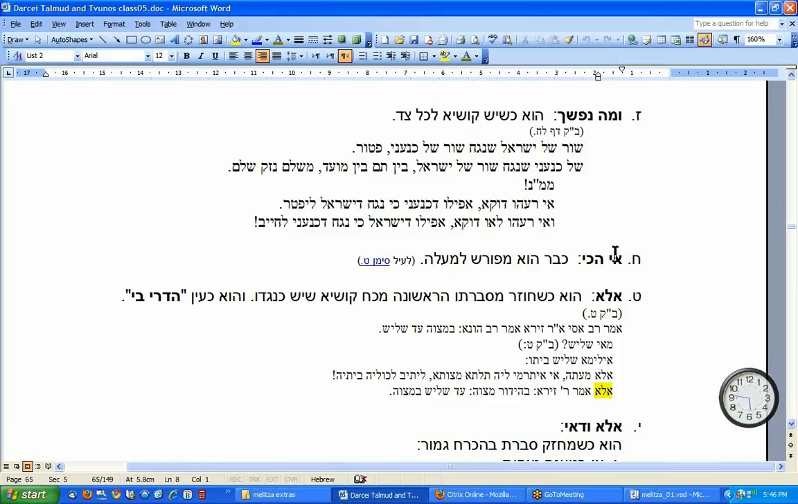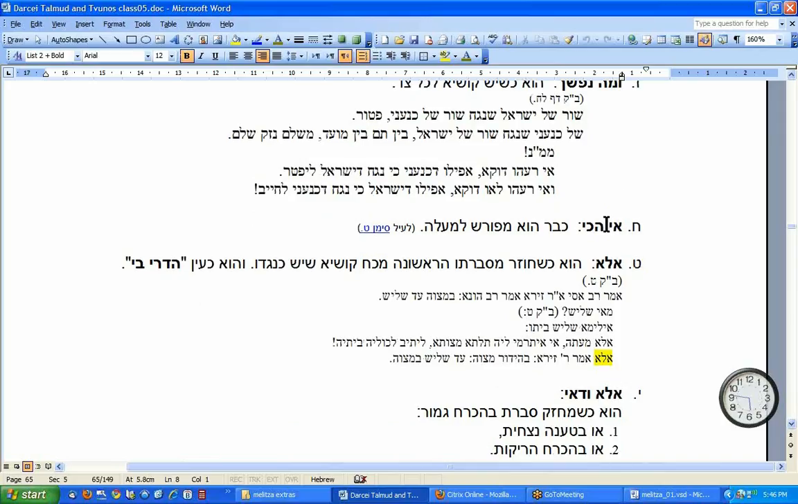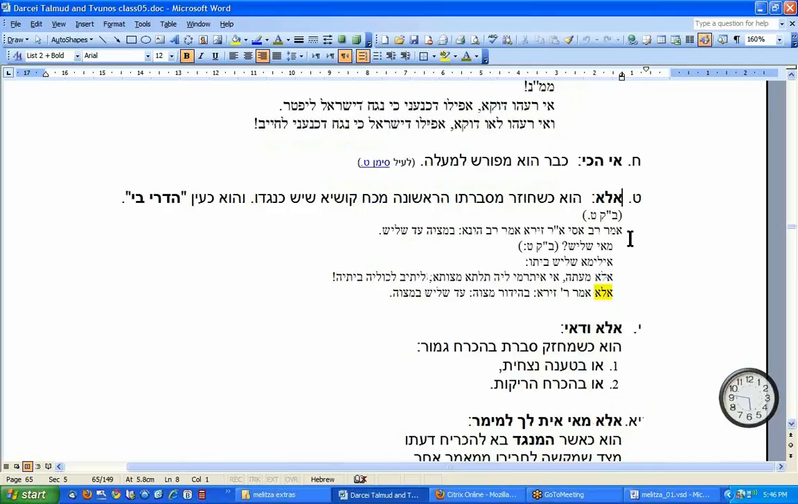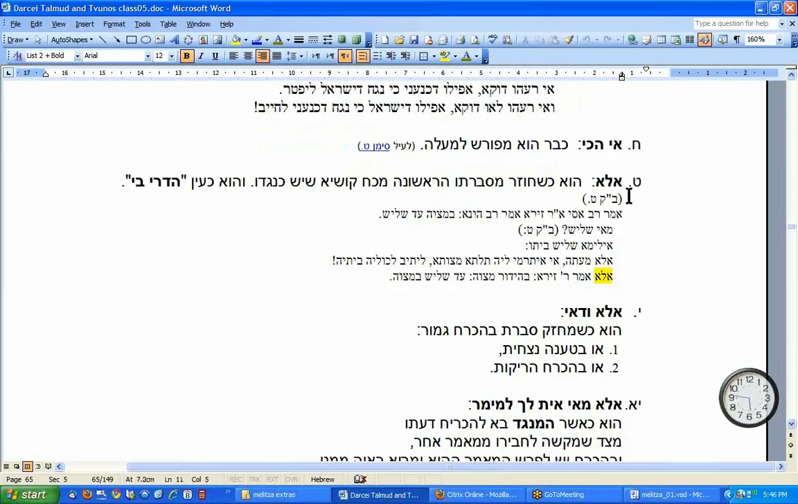Now the Ihachi, he says, kvar meforash lamali, gave a long explanation, so we won't go through it, just look back there. Here's that famous ella. Ella is one of the first things that I ever learned. It always means a changing of direction, a cancellation of what went before, and starting a new idea. Let's see how he describes it. A very important word in the Gemara.